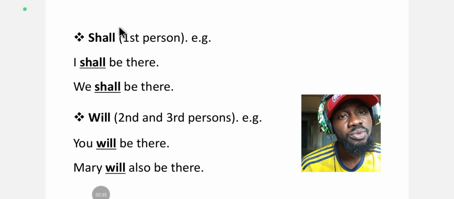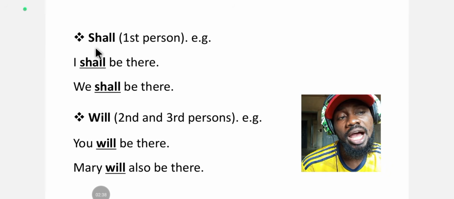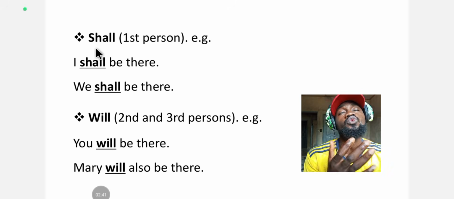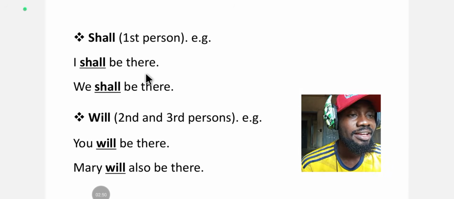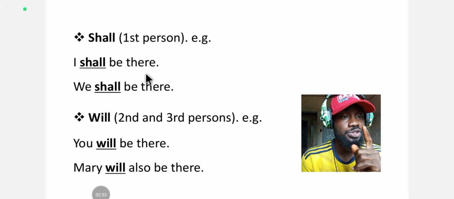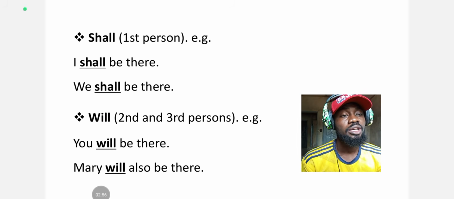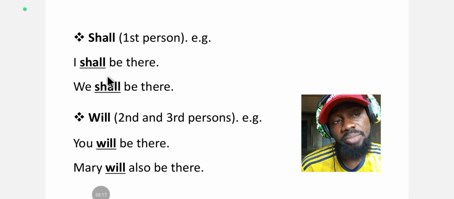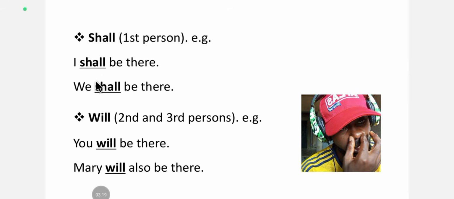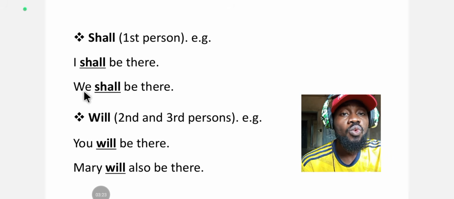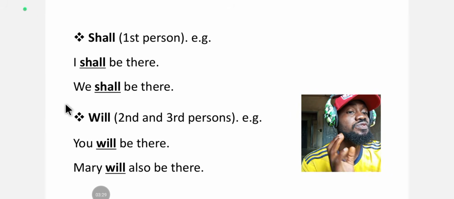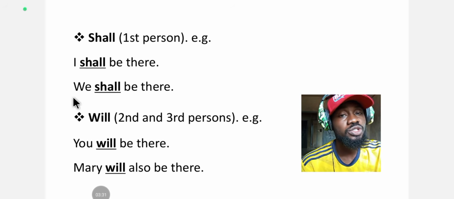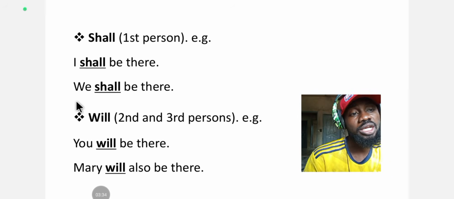The next example here is shall. And where do we use shall? We use shall when we are referring to one person. For example, I shall be there. When you have just one person making the statement, it is right to say I shall be there. Used for the first person. That same first person can also say we shall be there. That's correct.